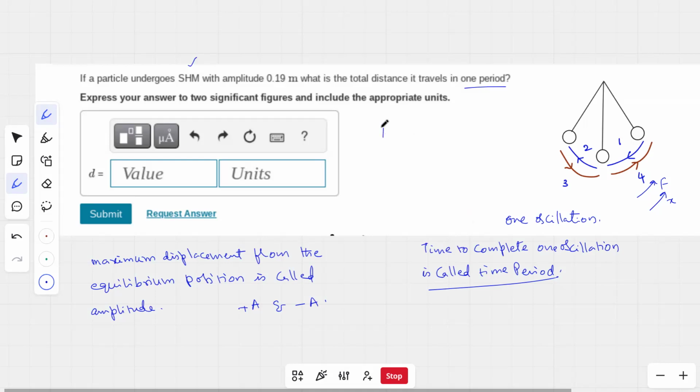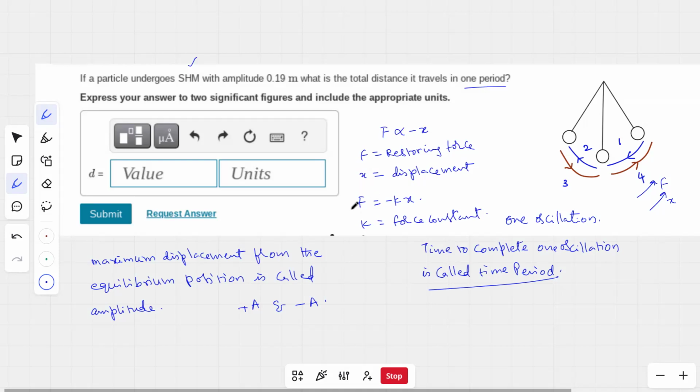Therefore, F is proportional to the displacement. The displacement is represented by X, and F is the restoring force. The negative sign indicates both are oppositely directed. Therefore, F is equal to minus kx, where k is the force constant.